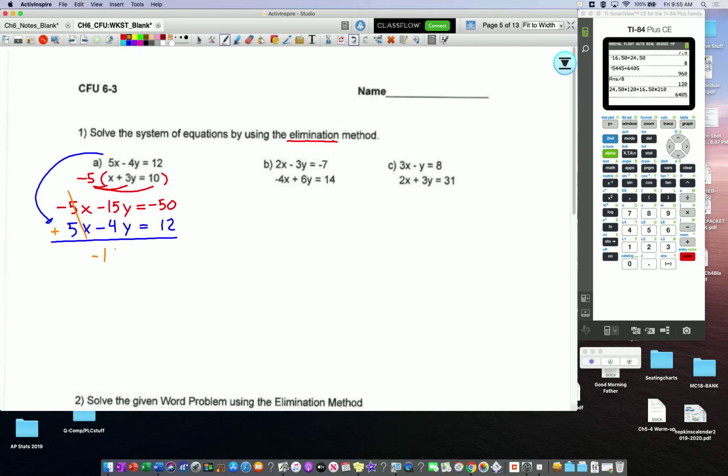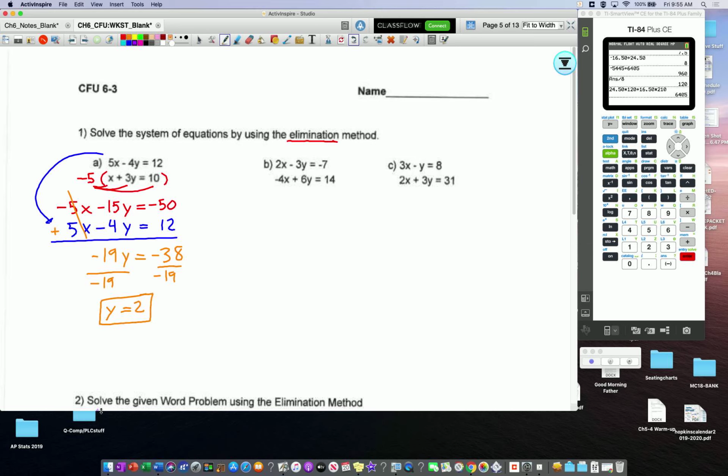I have -19y. -50 and 12 make -38. Now it's just a matter of dividing by this -19. -38 divided by -19 makes y equal 2.